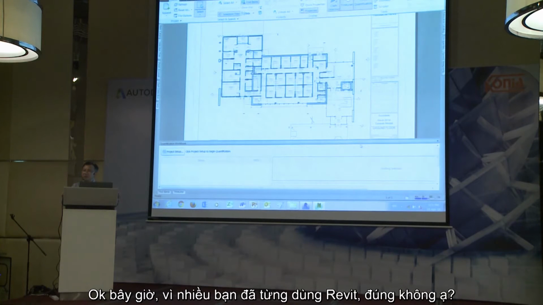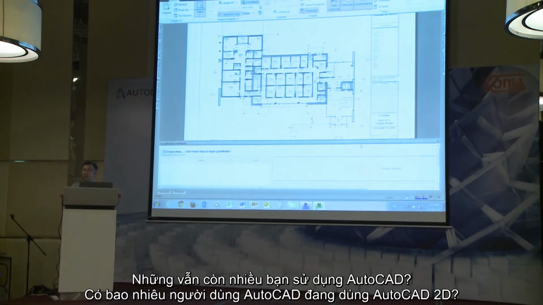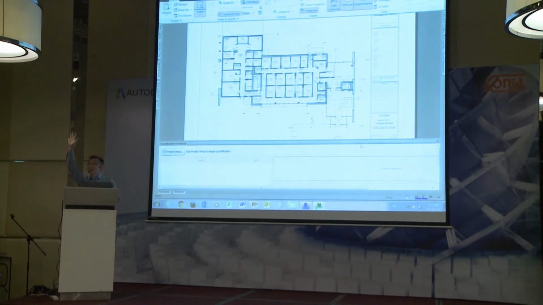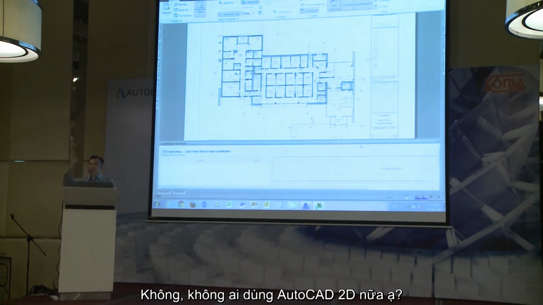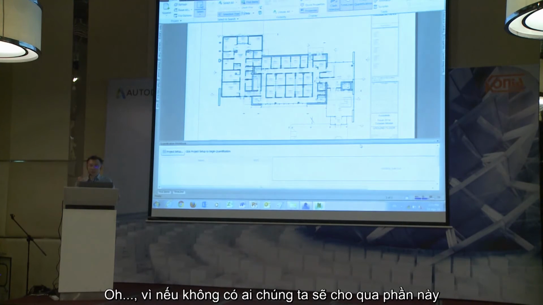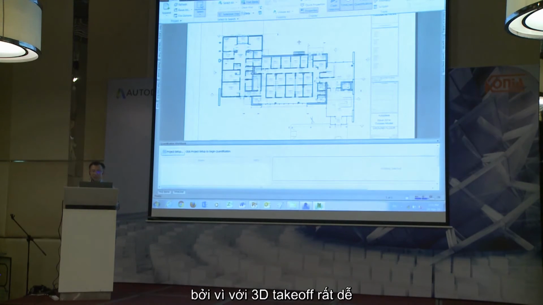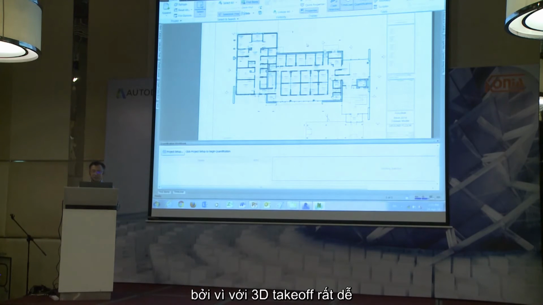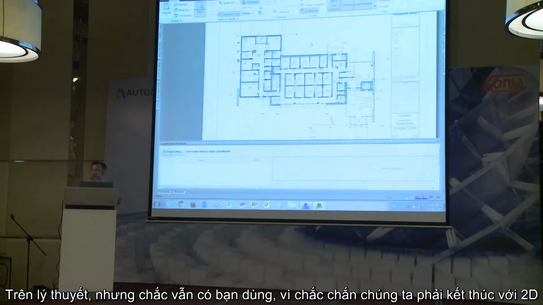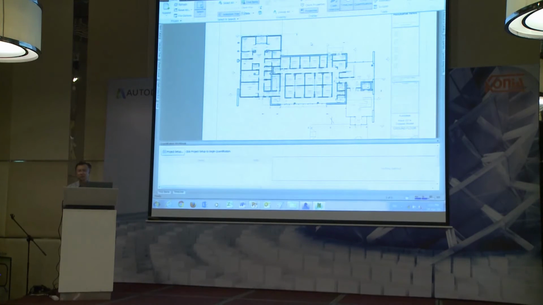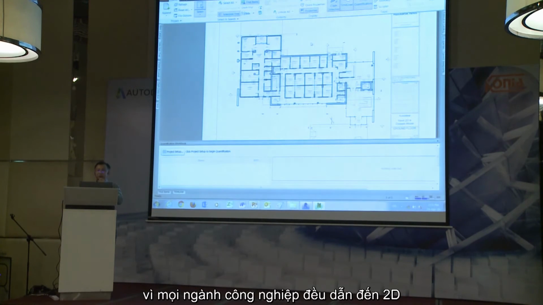Because a lot of you already use Revit, right? But a lot of you still use AutoCAD. How many of the AutoCAD users still use AutoCAD 2D? No? No AutoCAD 2D anymore? Oh. Because if you don't, I will skip this one. No, because the 3D takeoff is very easy. But for the concept, because some of you still use it, we have to handle 2D for sure. And it's covered that every industry always goes to 2D.